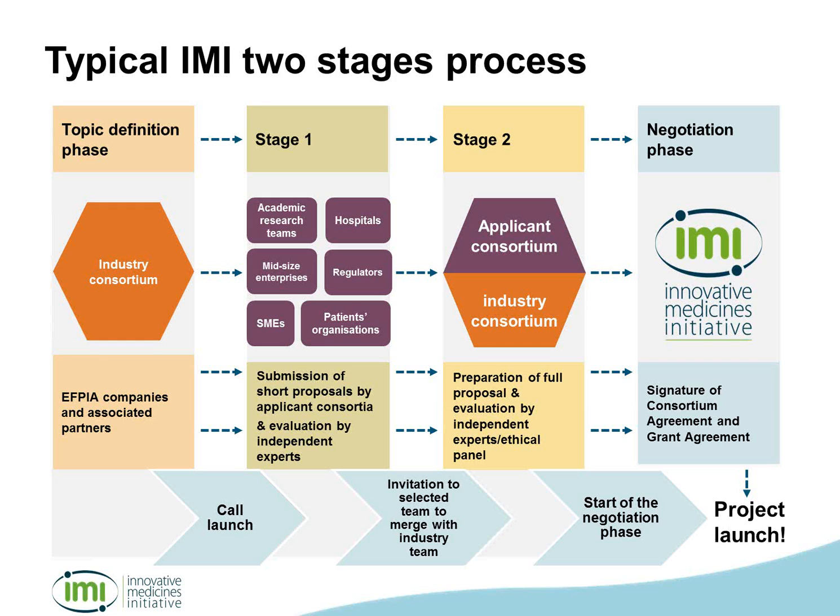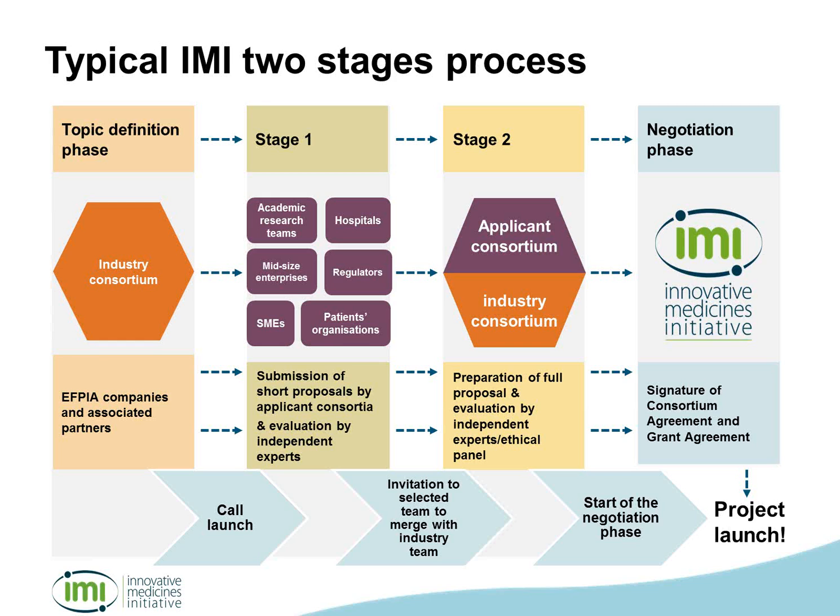All of the submissions that we receive in response to the topic text are then evaluated by a panel of independent experts, and only the first ranked consortium goes through to the next stage. And the next stage is when the winning applicant consortium joins with the existing industry consortium to form one single full proposal consortium, which then writes a big full proposal text, which is then also evaluated before the project launch.